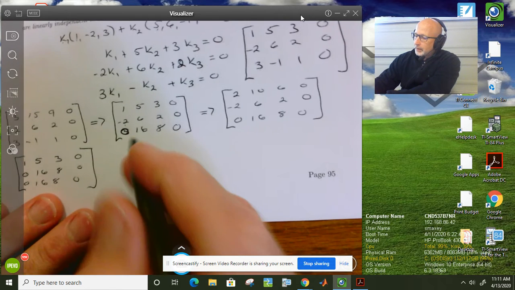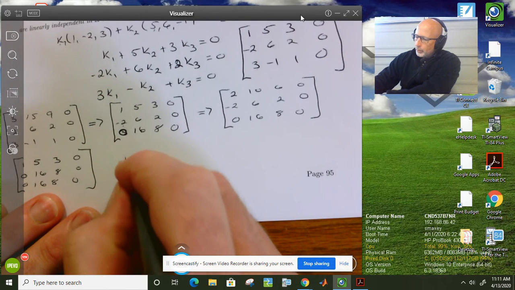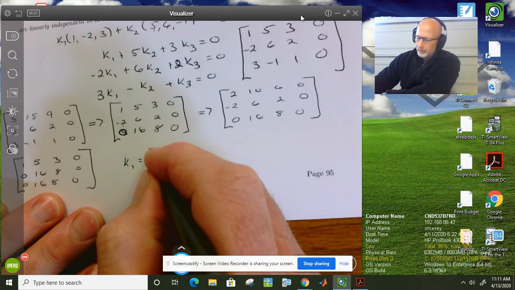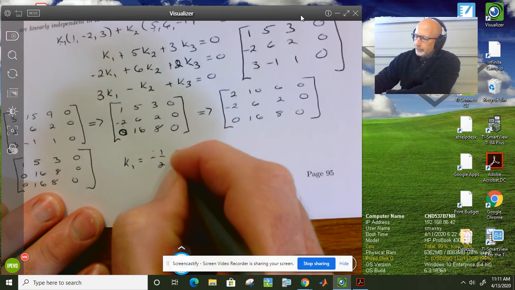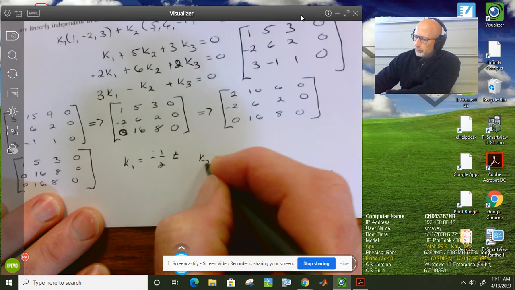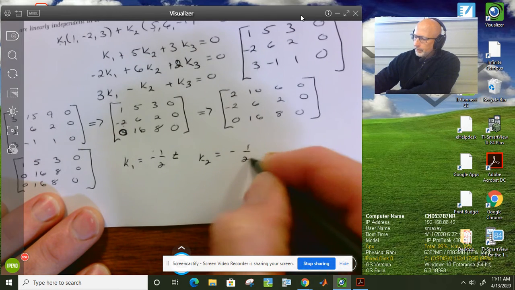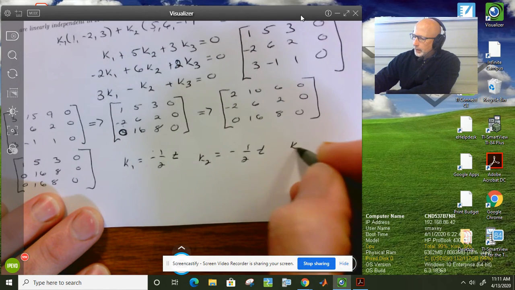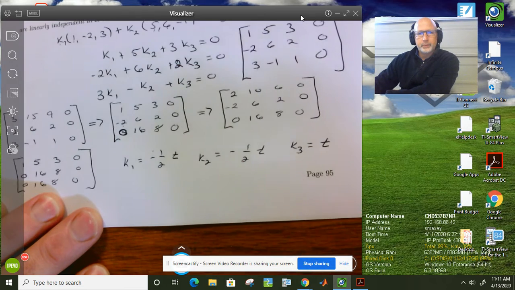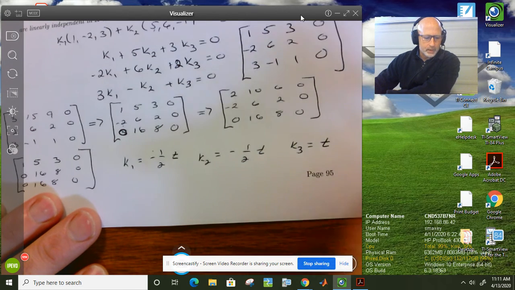So the set can be written as K1, and I leave this to you guys to actually figure out, equal to negative 1/2 t. K2 is going to be equal to negative 1/2 t, and then K3 is going to end up being equal to t. And I leave that open to you guys.